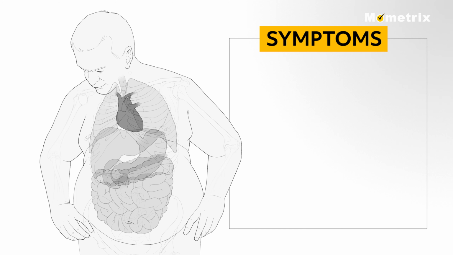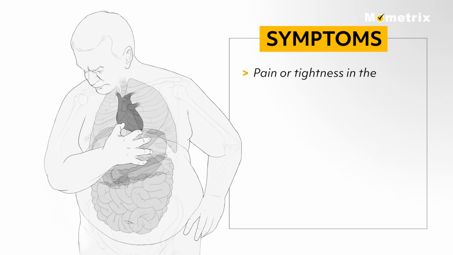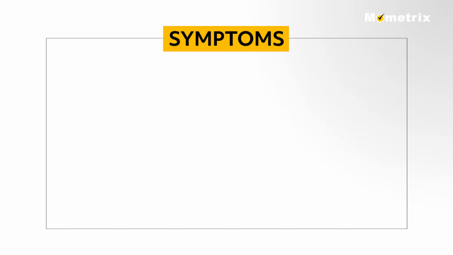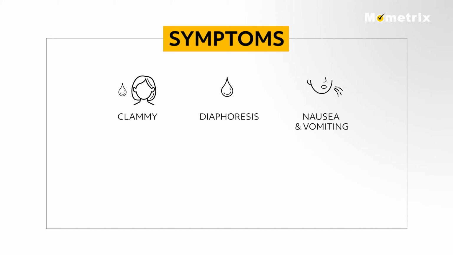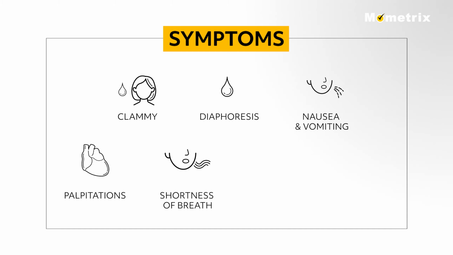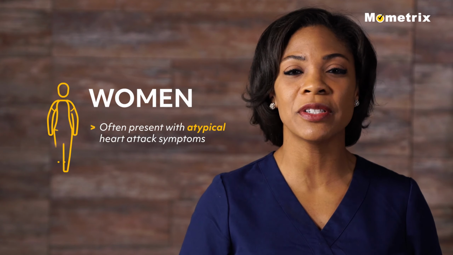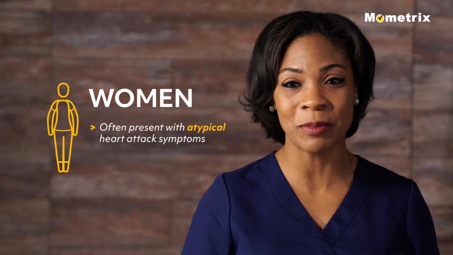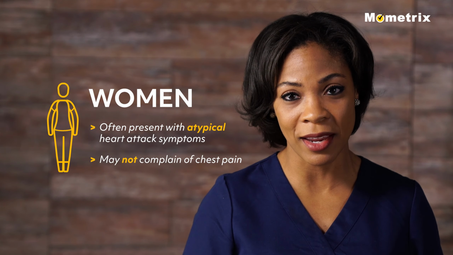Patients experiencing myocardial ischemia or infarction may present with pain or tightness in their chest, jaw, abdomen, or left arm. These patients may also be clammy, diaphoretic, nauseous and vomiting, may also complain of palpitations, shortness of breath, anxiety, fatigue, and more. It is important to keep in mind that women often present with atypical heart attack symptoms and may not complain of chest pain.